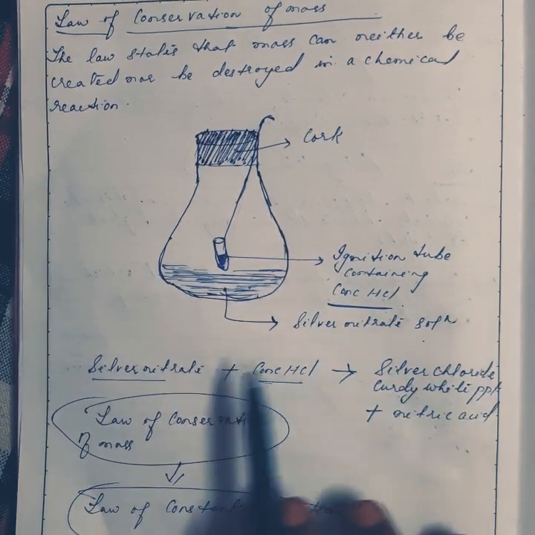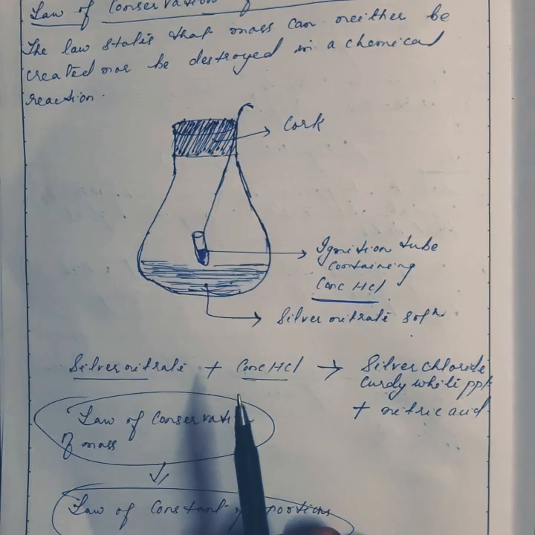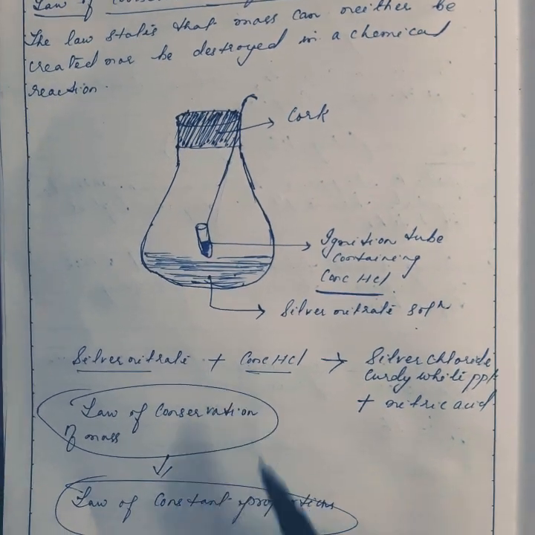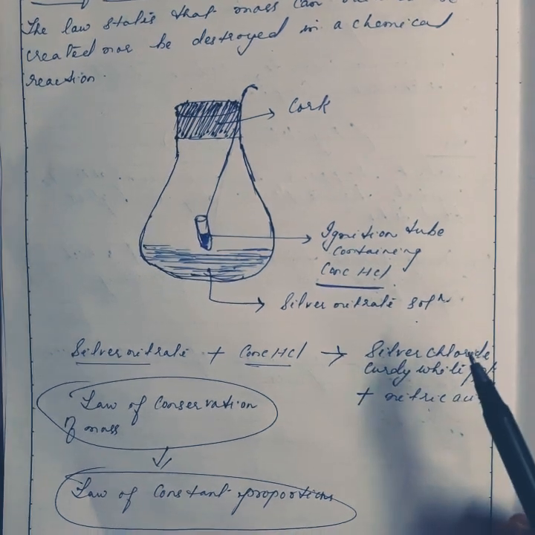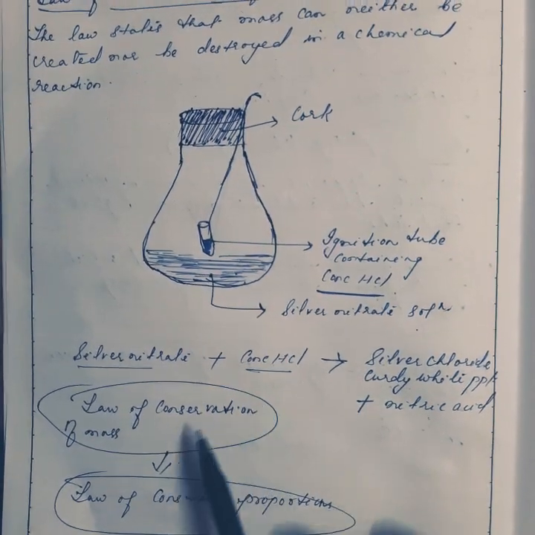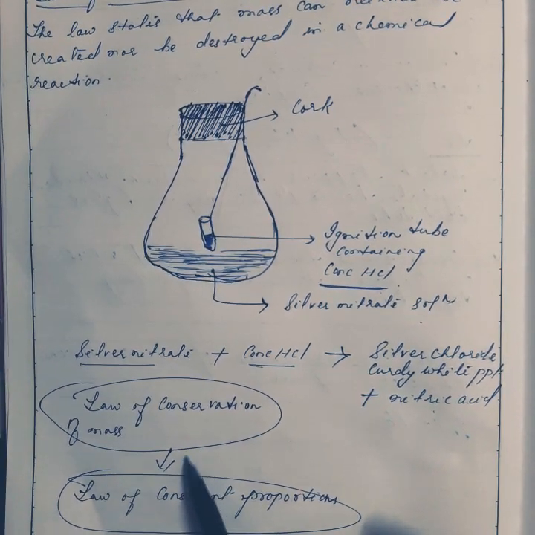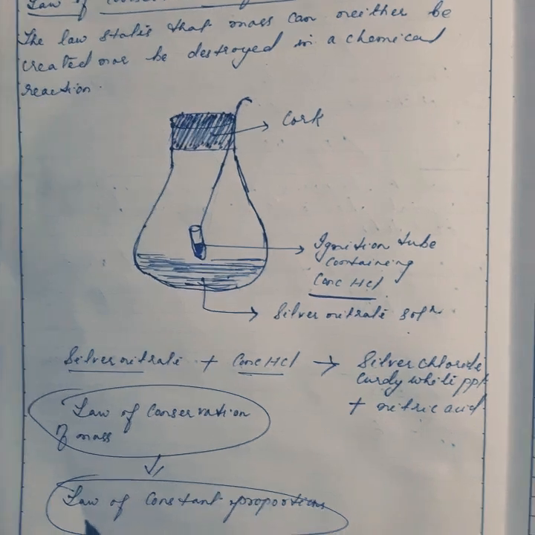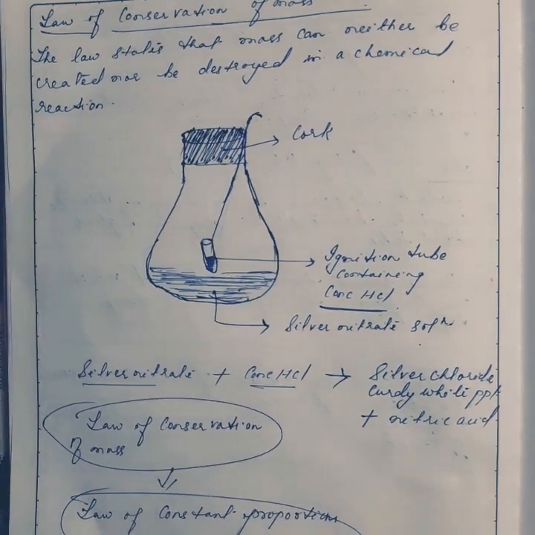The mass of the reactants, that is before the chemical reaction, and the mass after the chemical reaction remain the same. So, here the law of conservation of mass is verified, and the law of conservation of mass led to the discovery of another law called the law of constant proportions, which you will read in higher class.